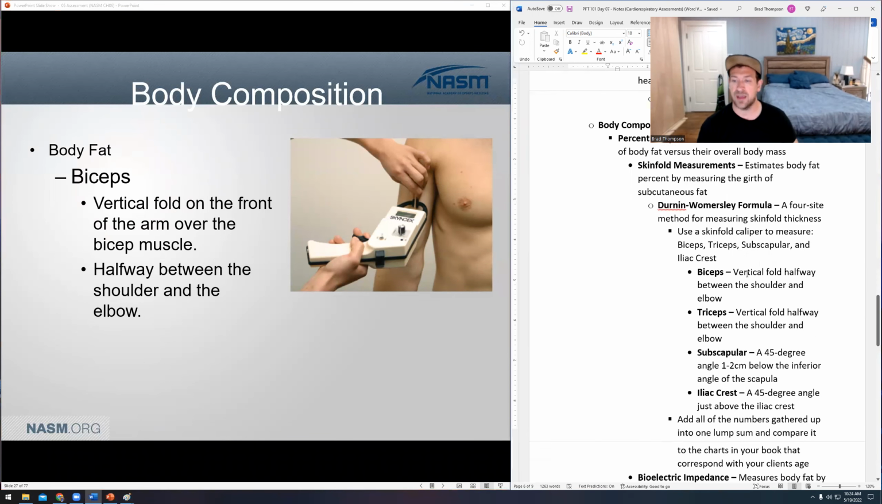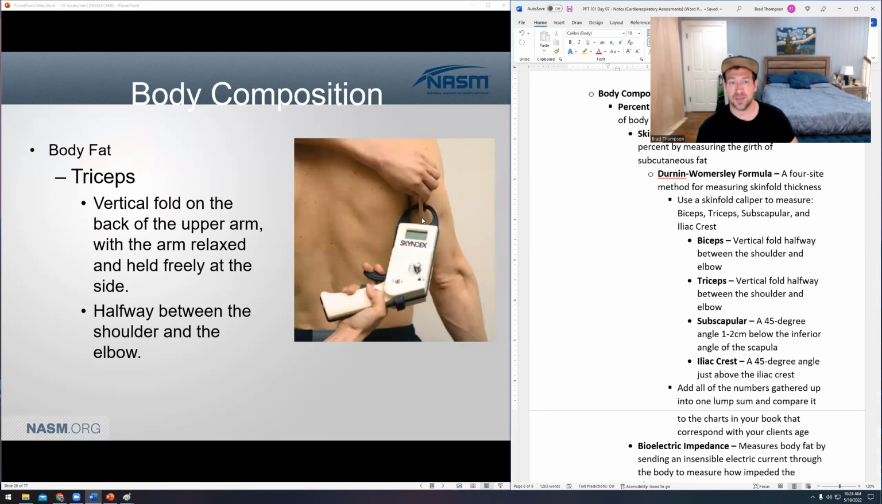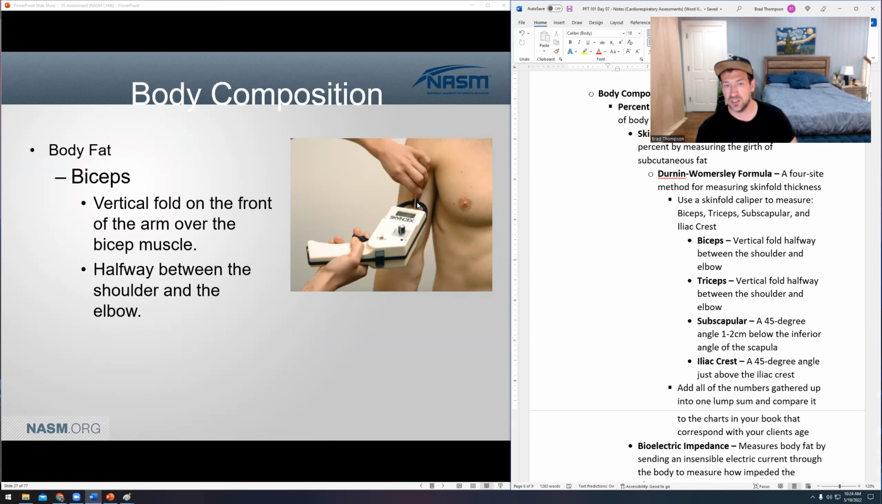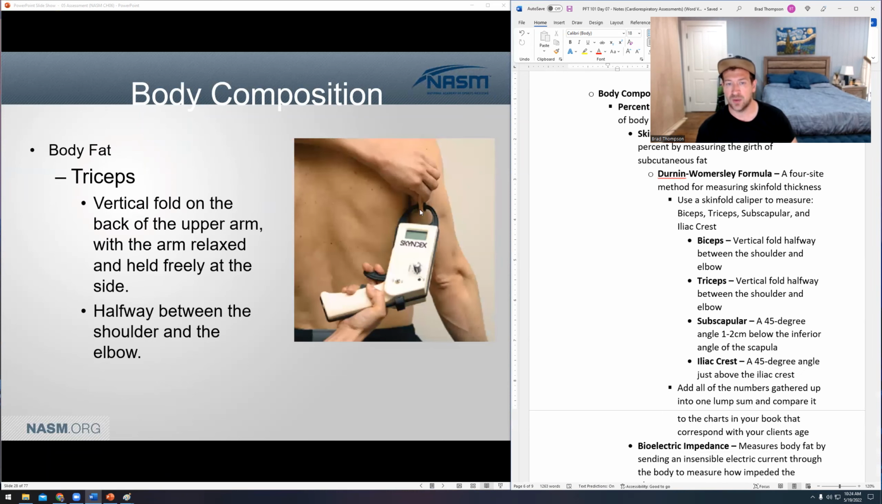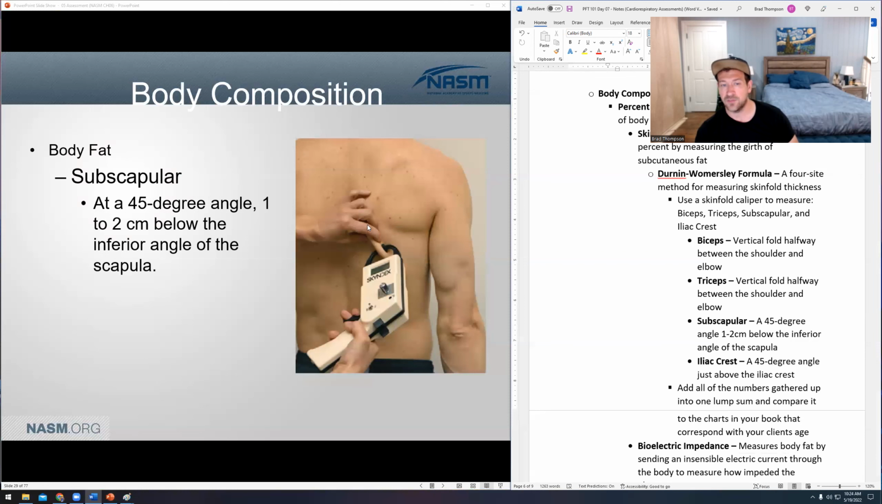But it's a 4-site method, right? Biceps halfway between the shoulder and elbow, triceps halfway between the shoulder and elbow. Those are vertical folds, by the way. You can see that here. You want to make sure that you're using the vertical version. Don't go horizontal, pinch vertically, okay? Now the subscapular, just below the shoulder blade, that's a 45-degree fold, okay? So basically what I like to do is angle it 45 degrees and just drag my finger right off their scapula and get that pinch there.